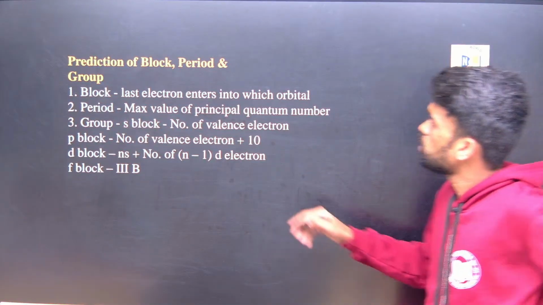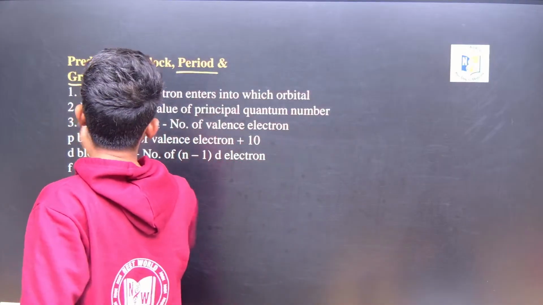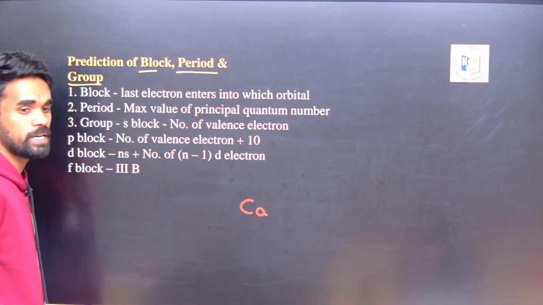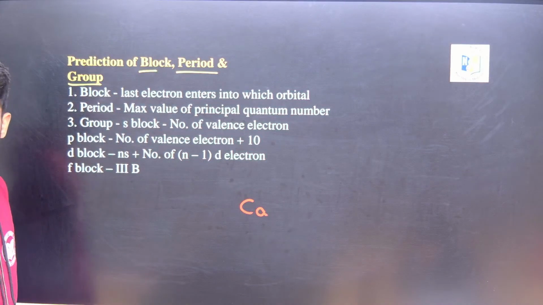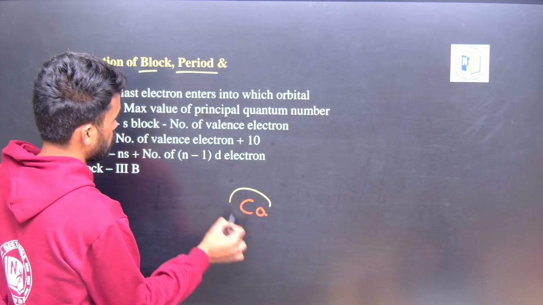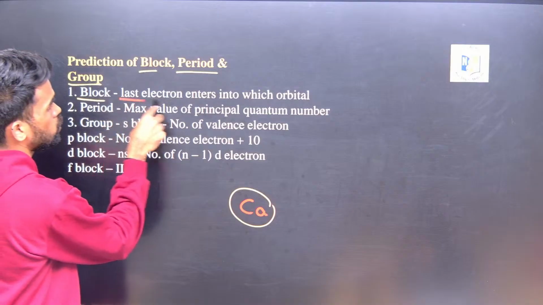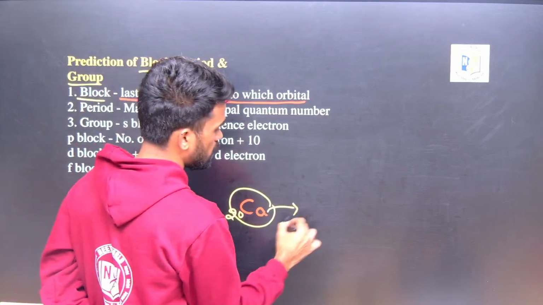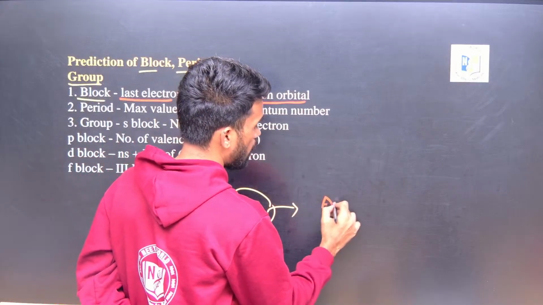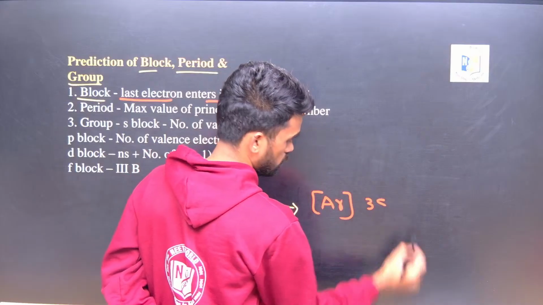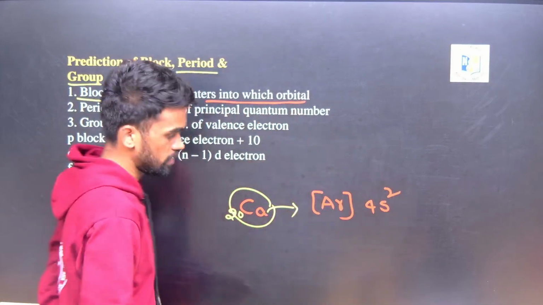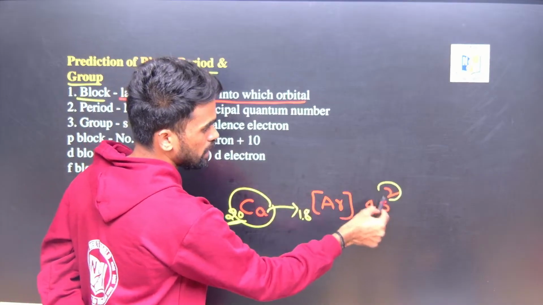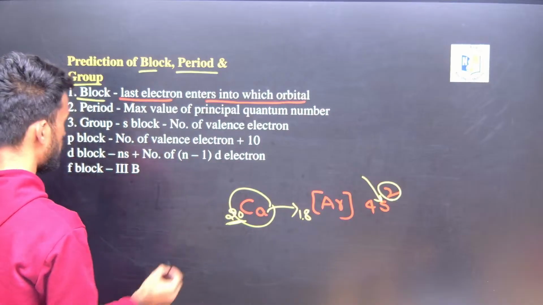Next, how can you predict the block, period and group of an element? For example, I am giving you the element calcium. How can you predict its group? From the electronic configuration, and its block. For predicting its block, just look at which orbital the last electron enters. Calcium has atomic number 20. If you write its electronic configuration, it is argon 4s2. This is 18 electrons, and 20 means 18 plus 2. So the last electron enters the s orbital, so I can say it is s block.